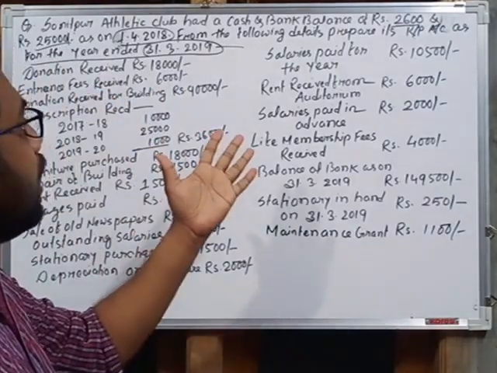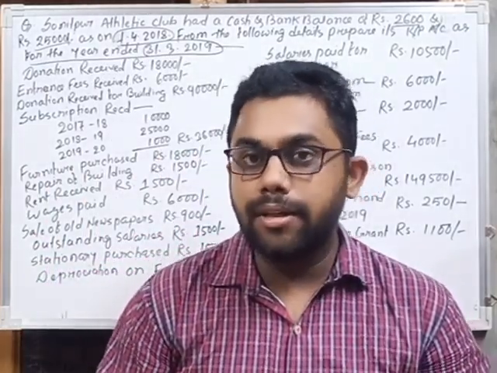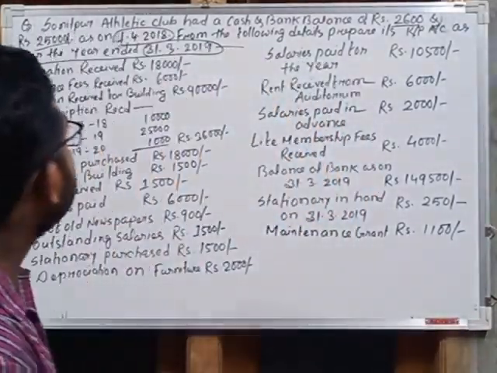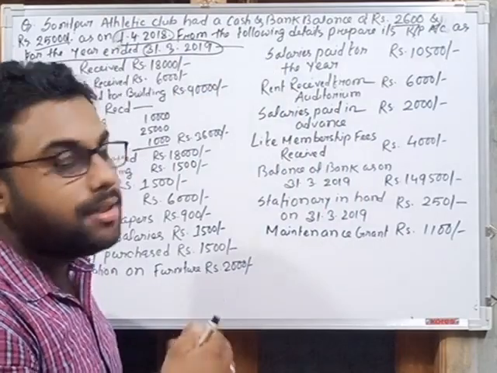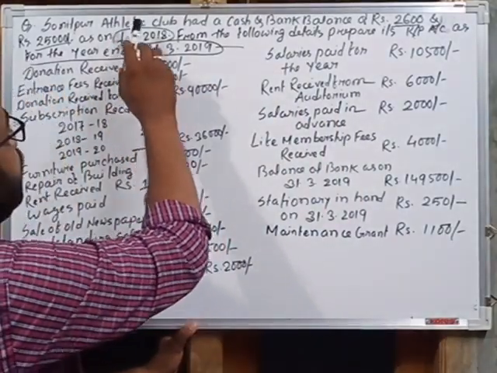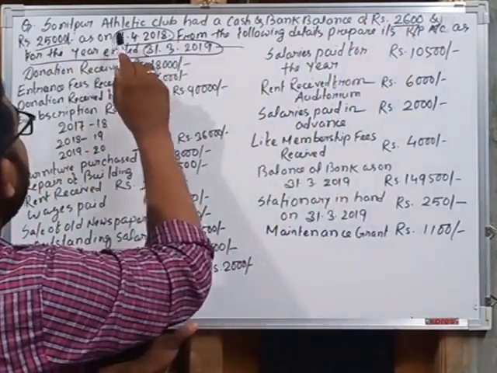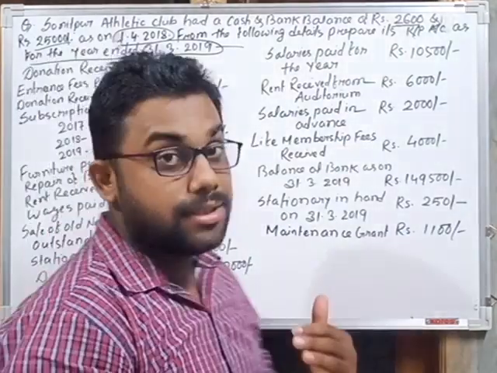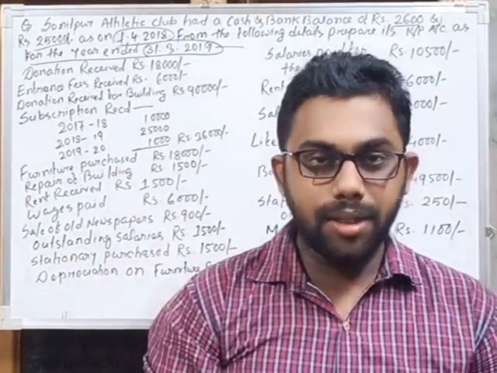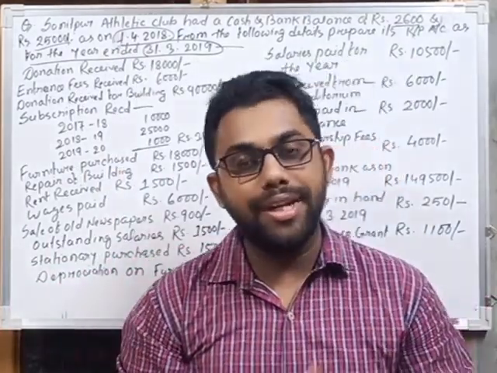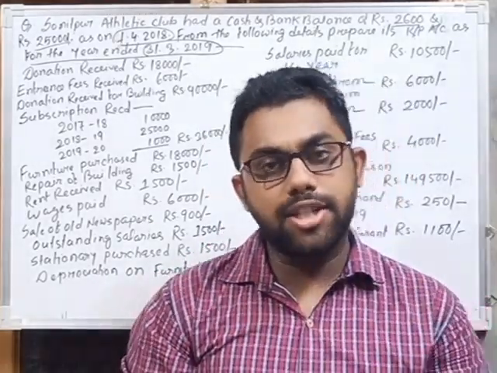So the question is written on the board and I'll dictate it, and at the same time you should note it in your copy. Shonitpur Athletic Club, that means the non-trading organization is a club, had a cash and bank balance of rupees 2600 and 25,000 as on 1/4/2018. When we prepare receipts and payment account, the first thing we need is the opening balance of cash in hand and cash at bank, or either of them.